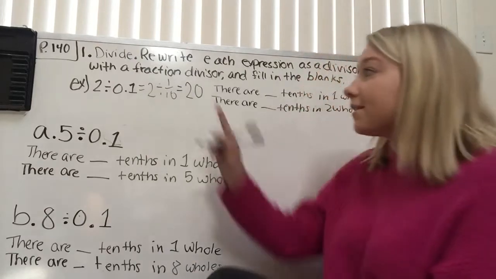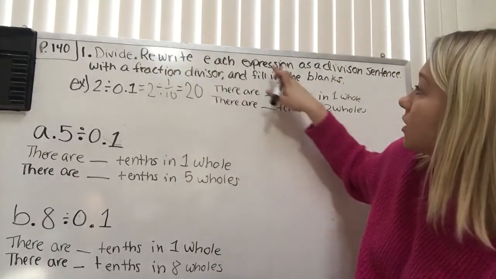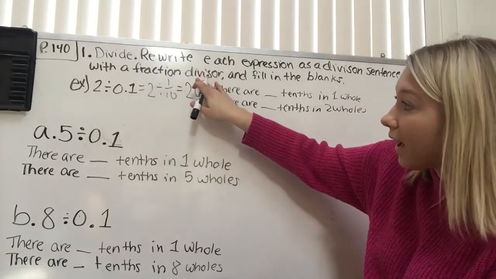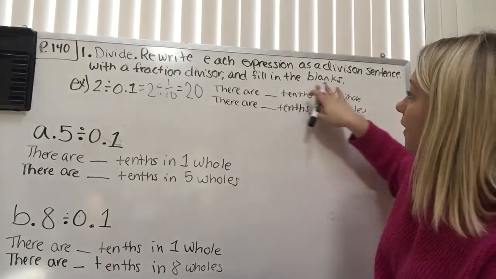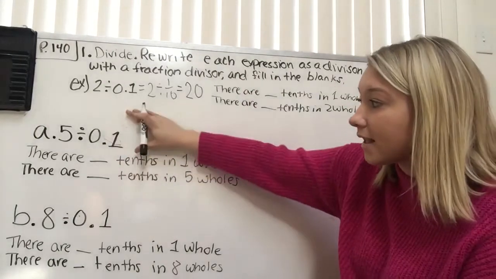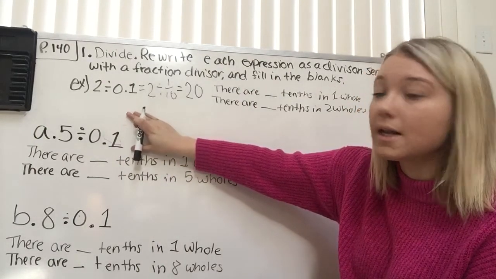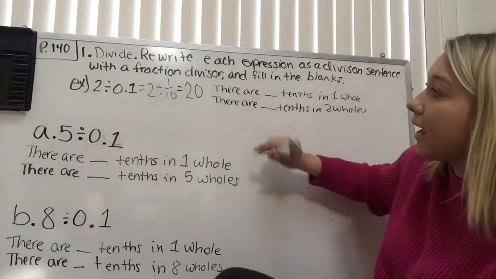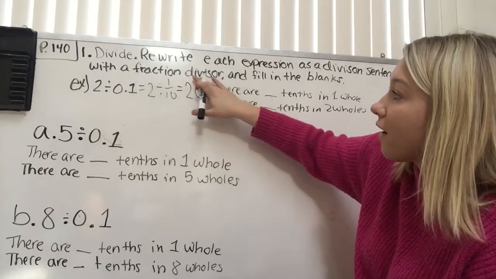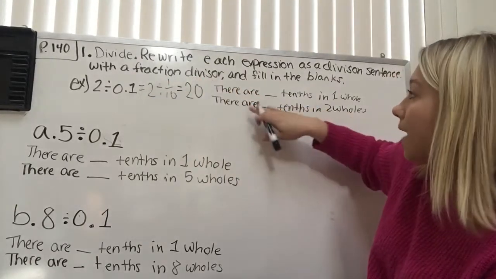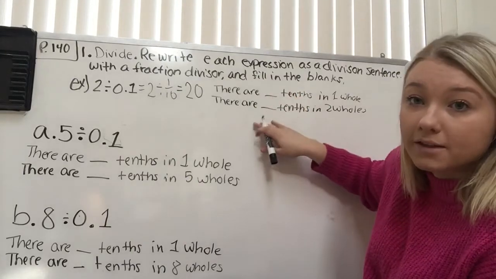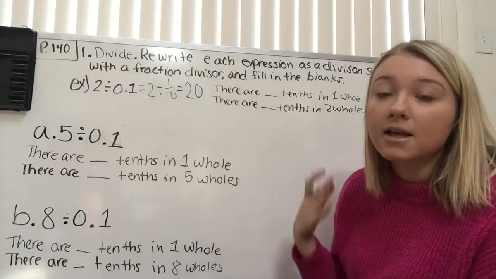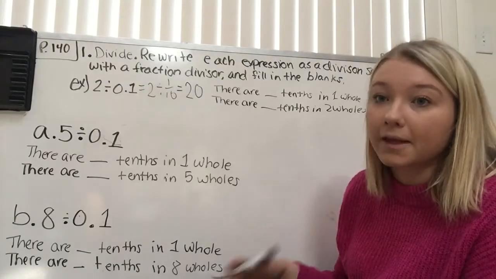So it says divide. Then rewrite each expression as a division sentence with a fraction divisor, and then fill in the blanks. So they give us an expression, and then we're gonna say it equals, and then we're gonna rewrite it as an expression with a fraction divisor. And then we're gonna fill in the blanks. There's a couple pieces to fill in, statements that we need to make true by filling in the blanks, okay?